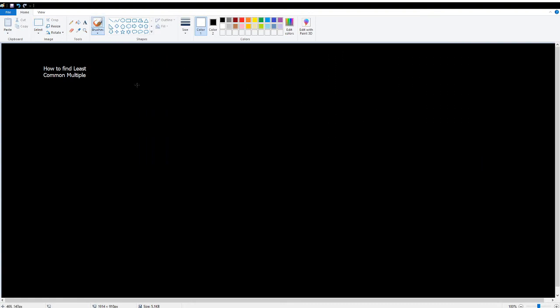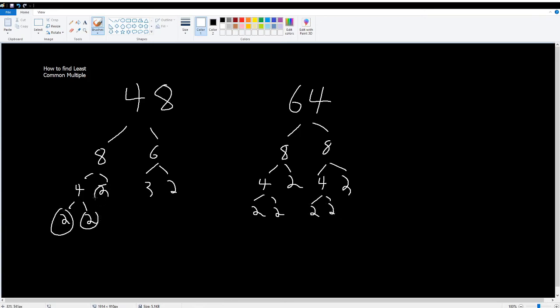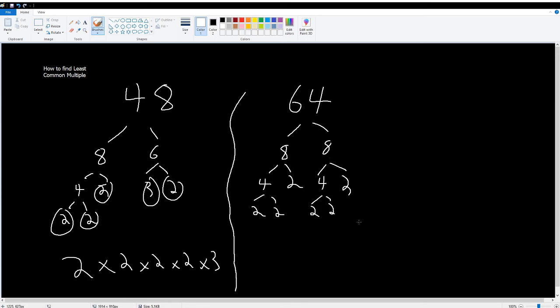Let's just say we have 48 and 64. Okay. So we gotta find prime factorization. 8 and 6. 4 and 2. 2 and 2. 3 and 2. 8 and 8. 4 and 2. 4 and 2. 2 and 2. 2 and 2, right? So the prime factors are these guys, right? So this is 2 times 2 times 2 times 2 times 3, right? Prime factor of 64 is 2 times 2 times 2 times 2 times 2 times 2.